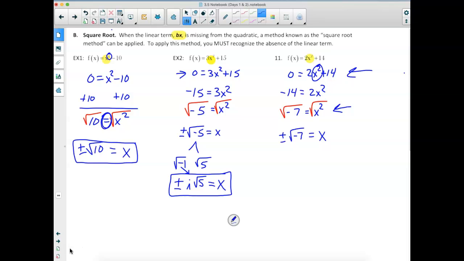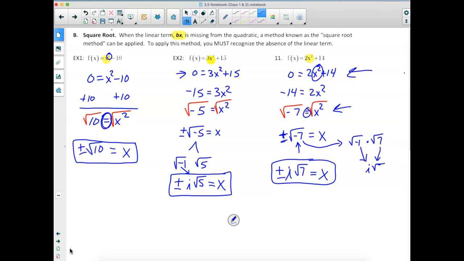I just need to remember what are my inverse operations. How do I undo x squared? I square root it. And anytime I'm solving an equation and I square root something, I have to get a plus or minus on the number side of it. X equals that, but I always have to simplify my radicals. So x actually equals plus or minus i square root of 7. When I simplify that, this guy is actually the square root of negative 1 times the square root of 7. That's i. There's no perfect squares in there, so that's why that's what it came to.